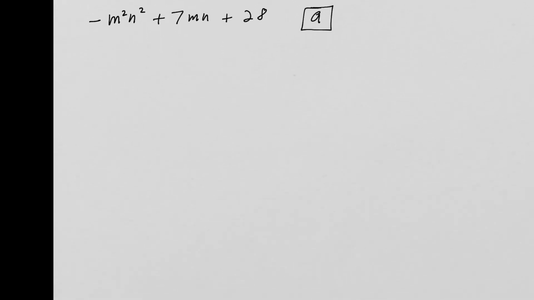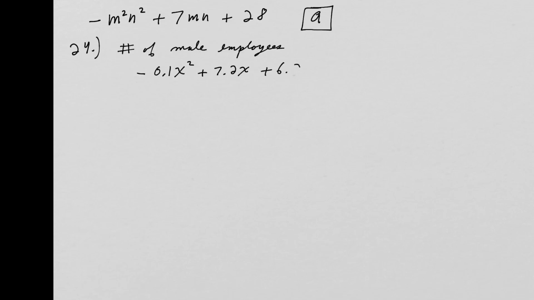Okay, and then the final question. It says the number of male employees working for a certain company, in thousands, can be approximated by the polynomial negative 0.1x squared plus 7.2x plus 6.2, where x represents the number of years since the company first opened.